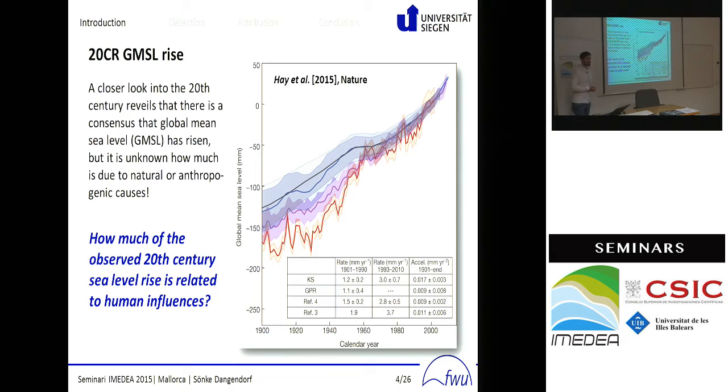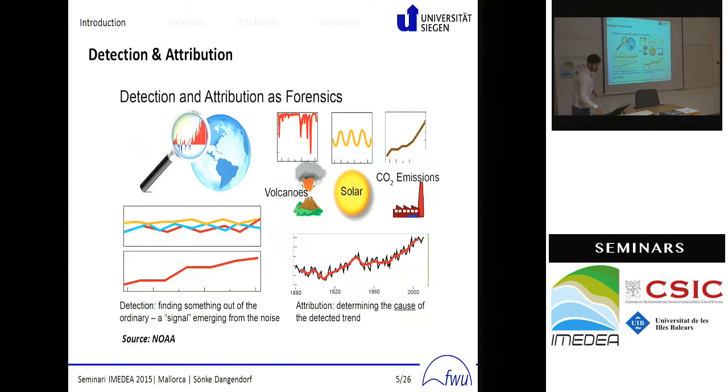So the question arises, how much of the observed 20th century sea level rise, which is known to be unique at least in the recent 2,000 years, how much of it is related to human influences? To get an idea about the human influence on sea level, we need so-called detection and attribution studies. Detection and attribution has a very clear definition.